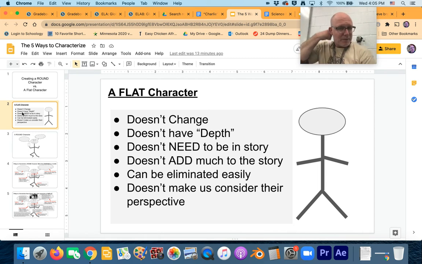Lastly, it doesn't make us consider their perspective. Flat characters, we don't care what they think. We don't learn from them. A true round character makes us wonder, like, I wonder if I would have responded that same way as they did. So we don't want flat characters.